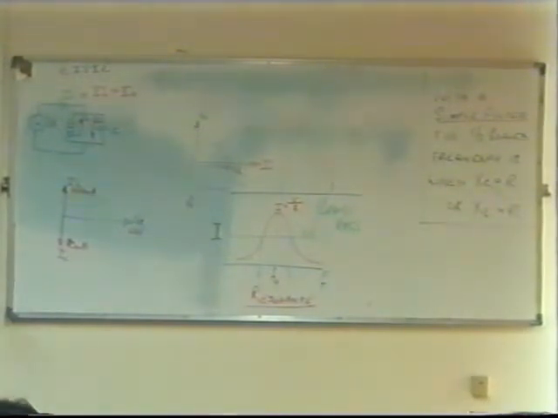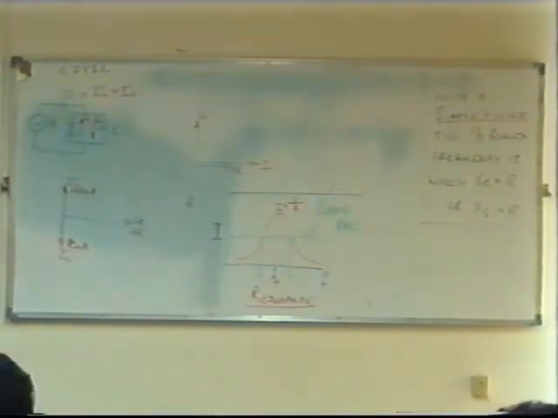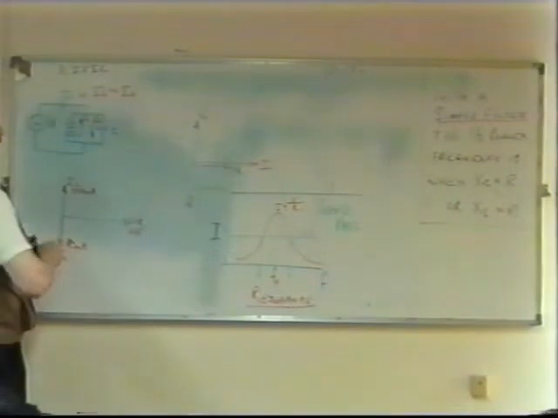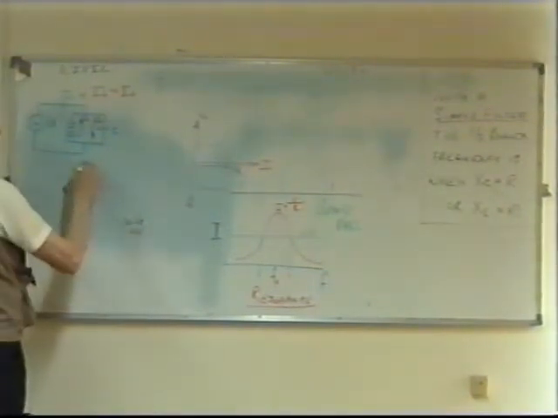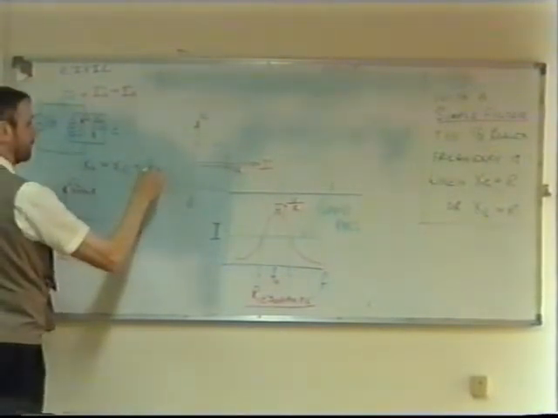But what I want to mention here now is the special case, because that's what this lesson is all about. What happens when XL is equal to XC? Because that's what we called resonance, wasn't it? Now let's have a look in this circuit when XL is equal to XC. This is resonance.